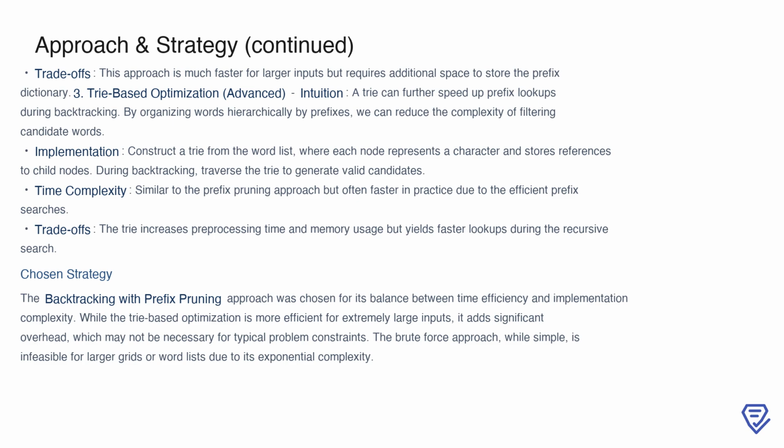After evaluating these strategies, the backtracking with prefix pruning method was chosen as the primary solution. It strikes a balance between efficiency and simplicity. The tree-based optimization, while faster for extremely large inputs, adds complexity and memory overhead that may not be necessary for most problem constraints. Meanwhile, the brute force approach is not practical for larger inputs due to its exponential complexity.